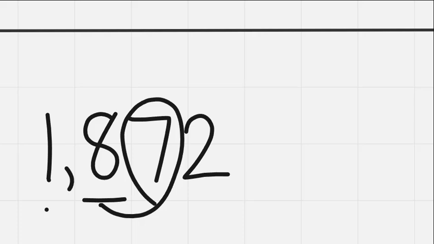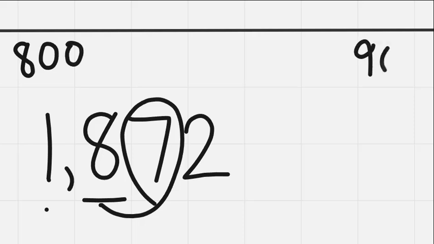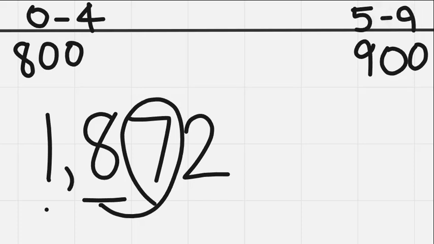Which two hundreds is 872 between? 872 is between 800 and 900. If you remember, 0 to 4 tells us to round down. 5 to 9 tells us to round up. In this number, the 7 will tell us how to round. The 7 is between 5 and 9. The 7 is going to tell 872 to round up to 900.